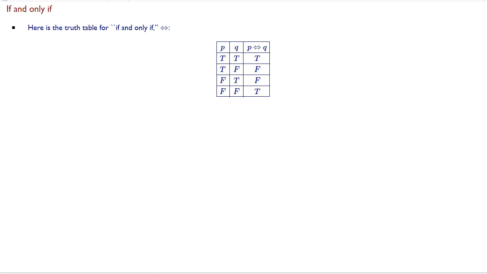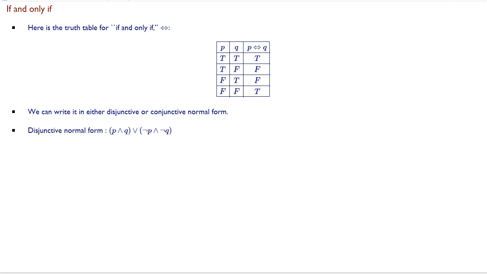Another important form of implies is if and only if. Here's the truth table for if and only if. The only true rows are the ones where P and Q are both true or both false. P if and only if Q. As with any logical formula, we can write this either in disjunctive normal form or conjunctive normal form. Let's try it both ways. Disjunctive normal form, as you've now realized, is very easy. You just look at the true lines and you say this is true if P and Q are both true, or if P and Q are both false.